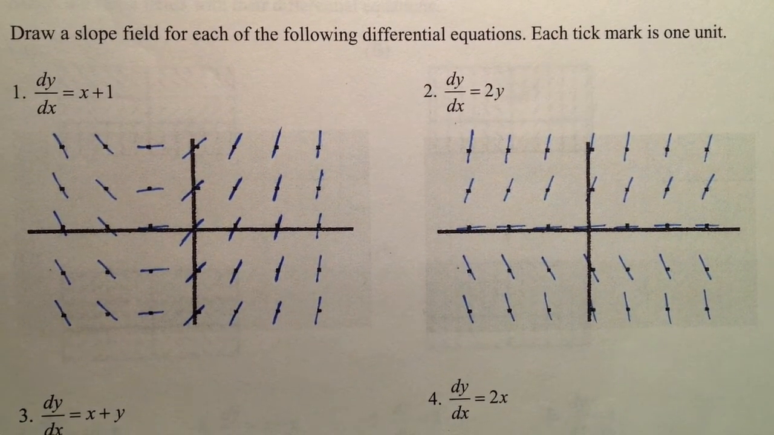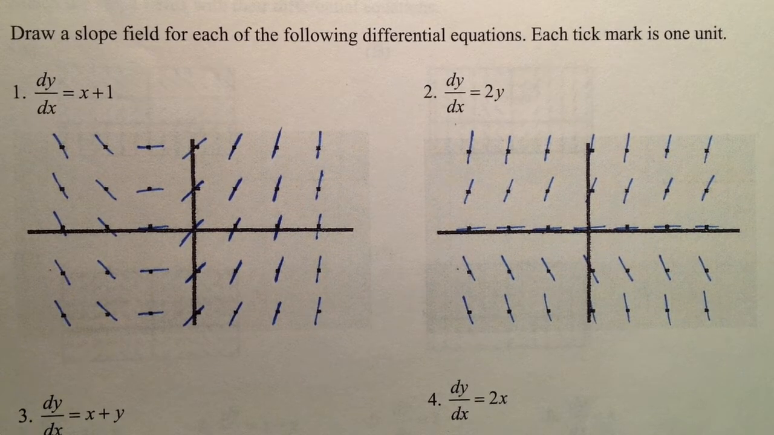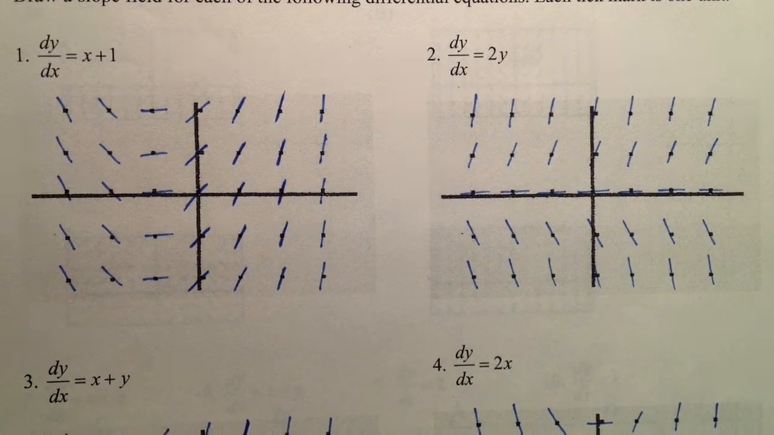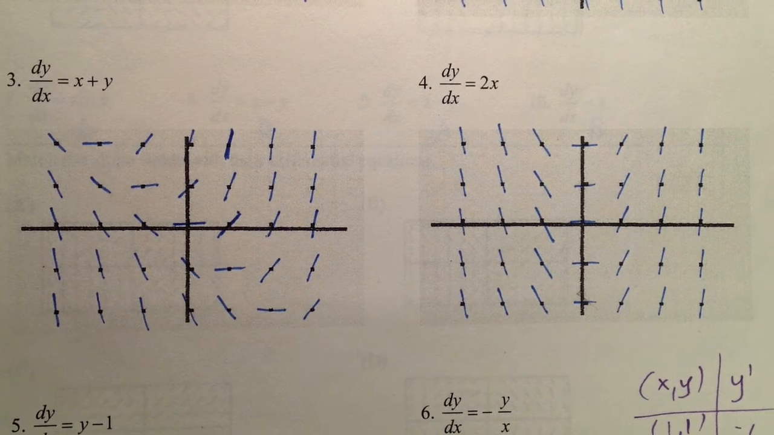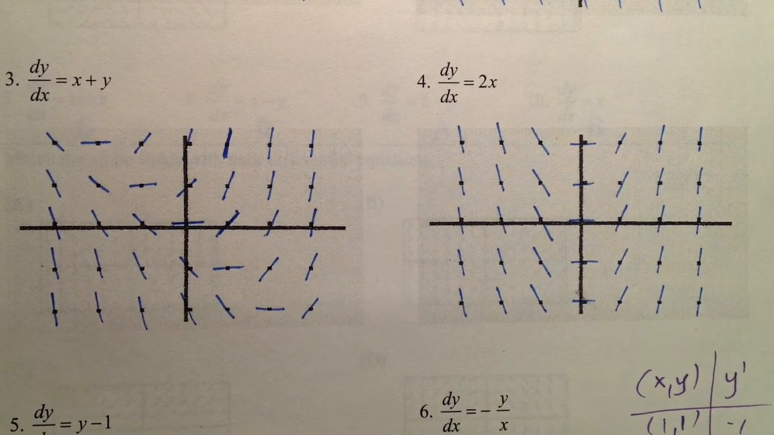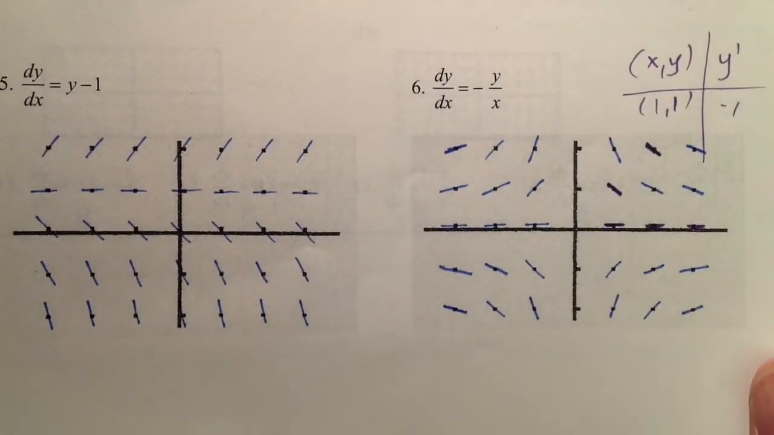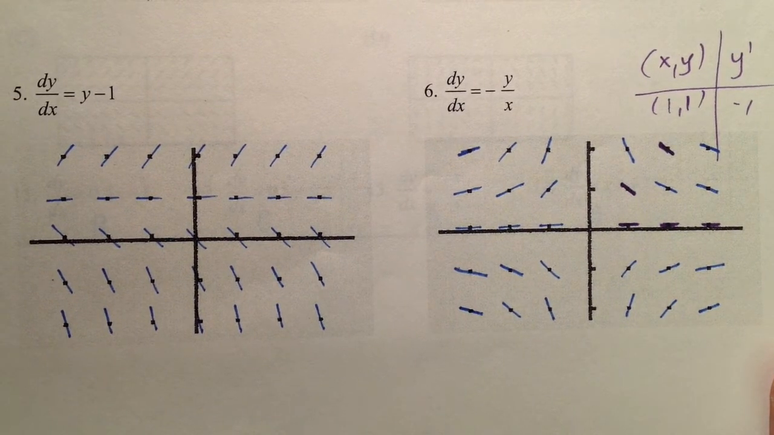You can pause the video as you correct your own, because I'm just going to scan right through these. There you go, 1 and 2. There we have 3 and 4. And there we have 5 and 6.